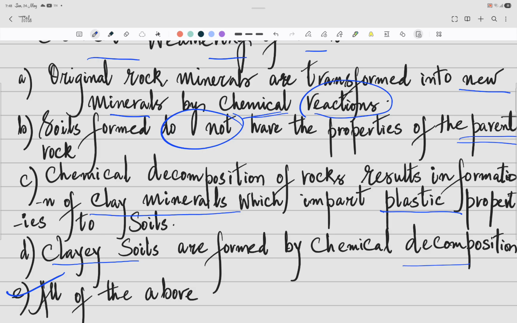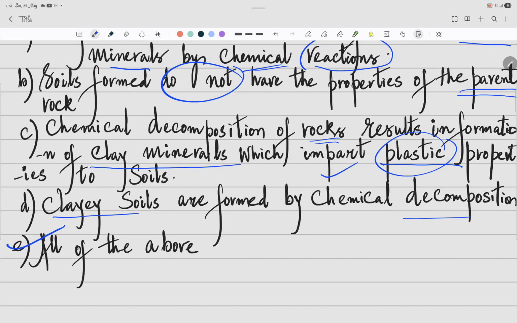And the chemical decomposition of rocks results in the formation of clay minerals. Yes, it's true, it results in the formation of clay minerals which impart plastic properties to soil. It's true. And clay soils are formed by chemical decomposition. Yes, it's true that clay soils are formed by the chemical decomposition or the chemical weathering of the rocks.